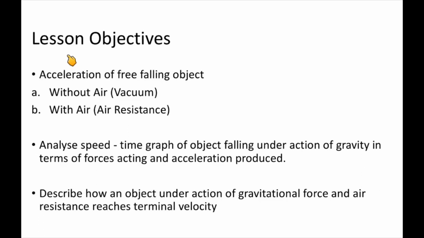In this video, we are going to talk about acceleration of free-falling objects without air, which means in vacuum, and with air, which means air resistance is present. Students will be able to analyze speed-time graph of objects falling under the action of gravity in terms of forces acting and acceleration produced, and describe how an object under the action of gravitational force and air resistance reaches terminal velocity.